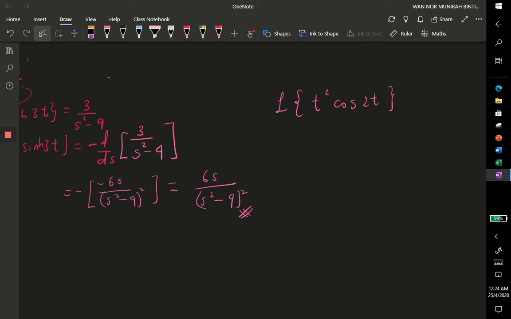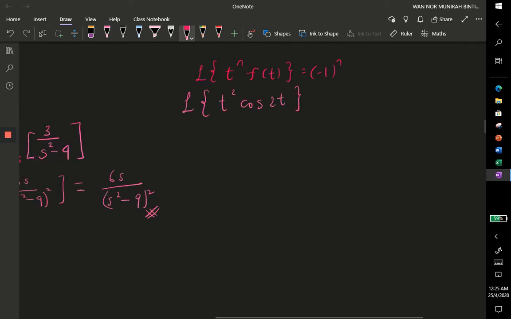If we refer to the definition just now, we have Laplace of t to the n f(t) equals negative 1 to the n. Okay, differentiate your F(s) n times. So we read like that. Okay, first of all, find your F(s) first. Compare. You have n equals 2. Therefore, this is our f(t).